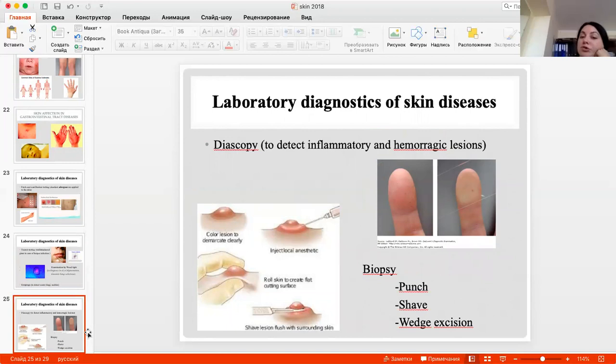Diascopy may be performed when you press. Look, it's very easy. When you press on a child's skin and you see that the element is not disappearing, it means that this element is not inflammatory but hemorrhagic. So in this case, it is petechia. And biopsy. Biopsy is performed when there is some tumor-like change of skin, and you think about a tumor, and you want to diagnose what kind of tumor is present. And we have different kinds of biopsy types.